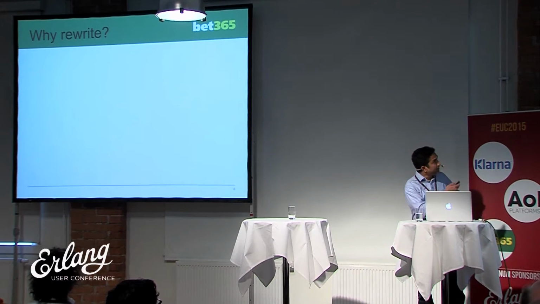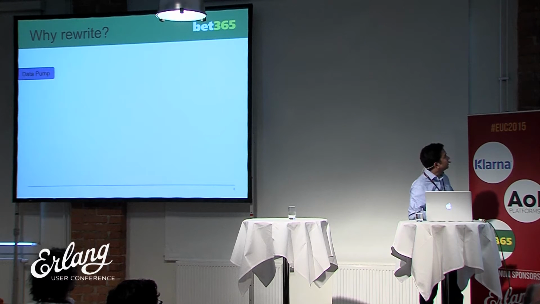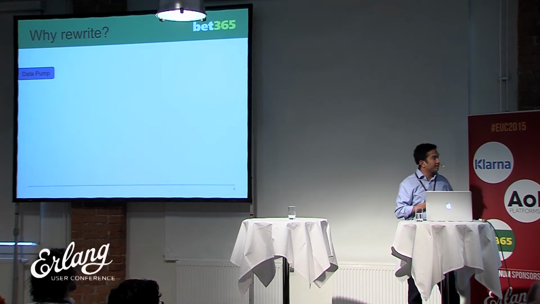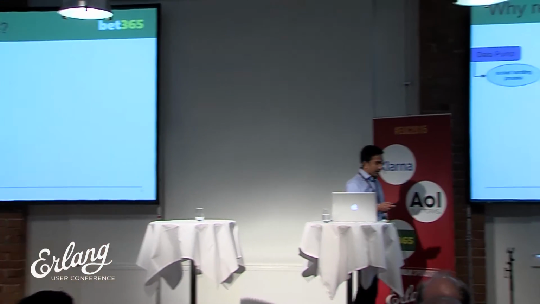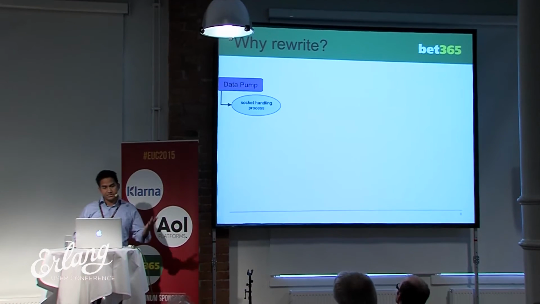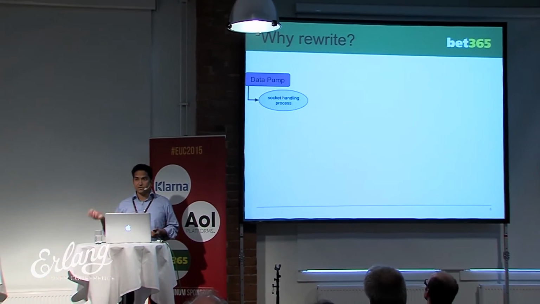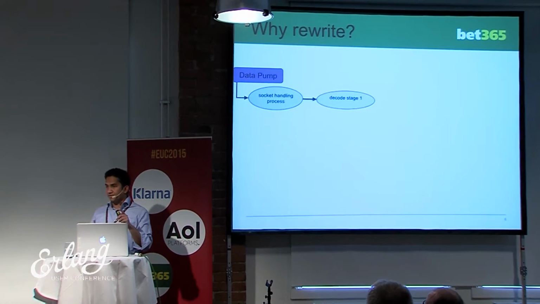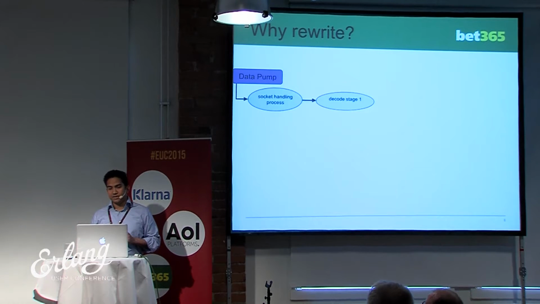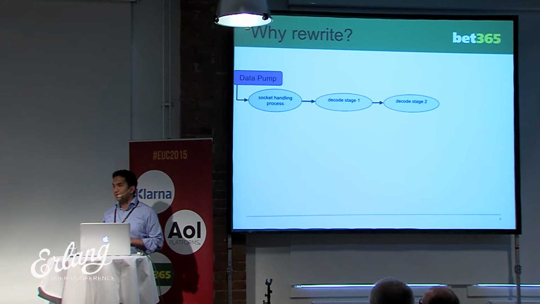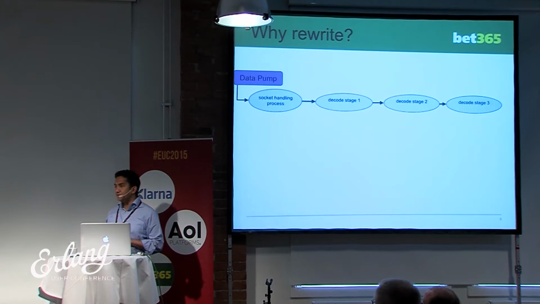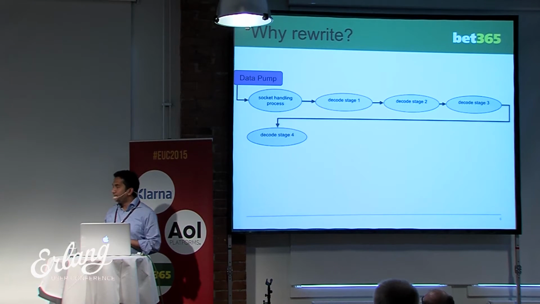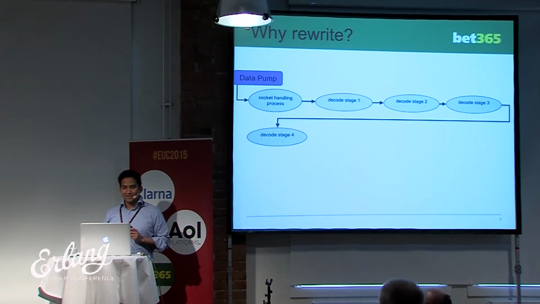So why rewrite? Hopefully this slide will explain. This is showing the internal process structure before we did the rewrite. There's a data pump. There's a socket handling process, a single socket through which all the data comes, and every oval you see here is a process. So it goes through decode stage 1, then decode stage 2, then decode stage 3, then stage 4. You can imagine how many will fit in the slide, right?